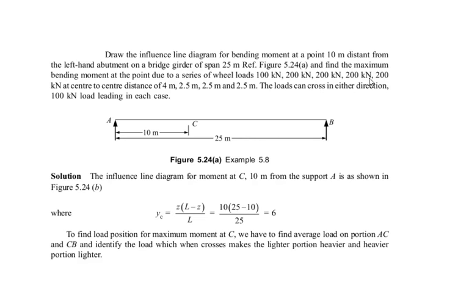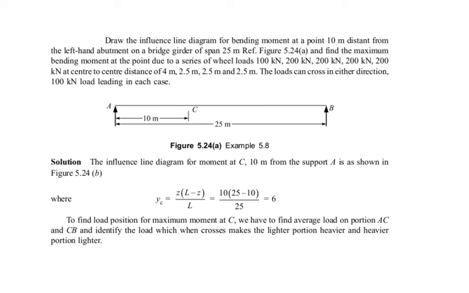So 5 loads are there. The leading load is 100 kilonewton, and the center to center distance between the loads are given. In some of the questions they may not give the figure of the train of loads, but the values will be given and the distance between the loads will also be given. And it is given that the loads can cross in either direction, but in each case the 100 kilonewton load will be the leading load.